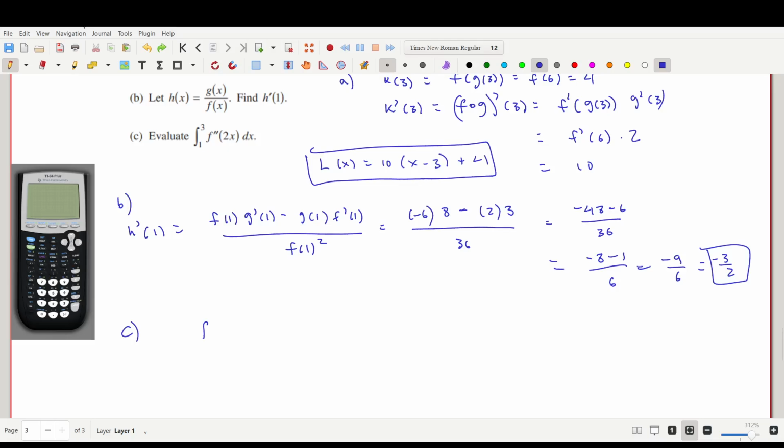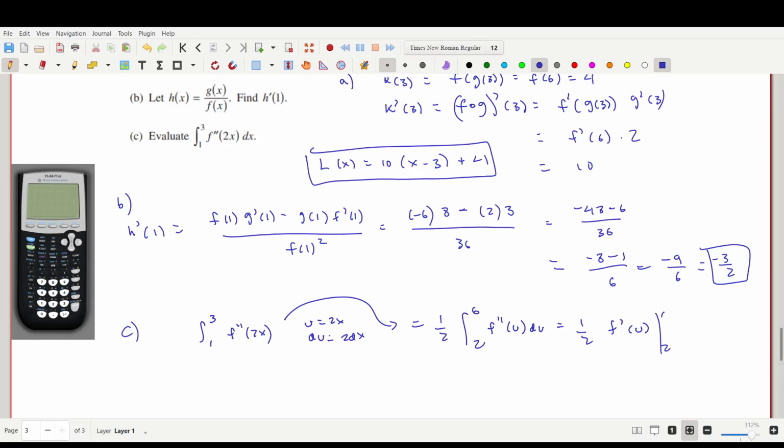I know how to do it. So you need to find an antiderivative, or I guess I actually want to u sub it. That's probably easiest. So you do u is 2x, du is 2 dx. That'll turn this into, you'll pick up a half, you'll change the bounds to 2 to 6, and f double prime of u du, and that'll just be 1/2 times f prime of u from 2 to 6.